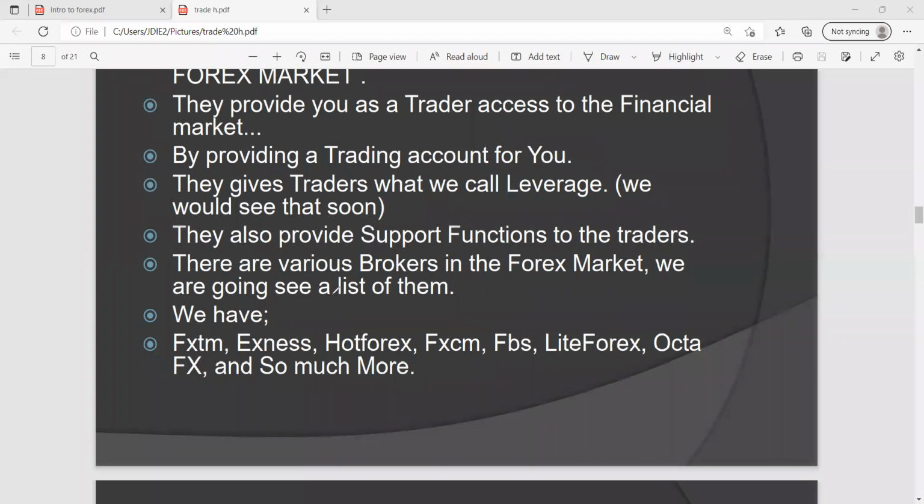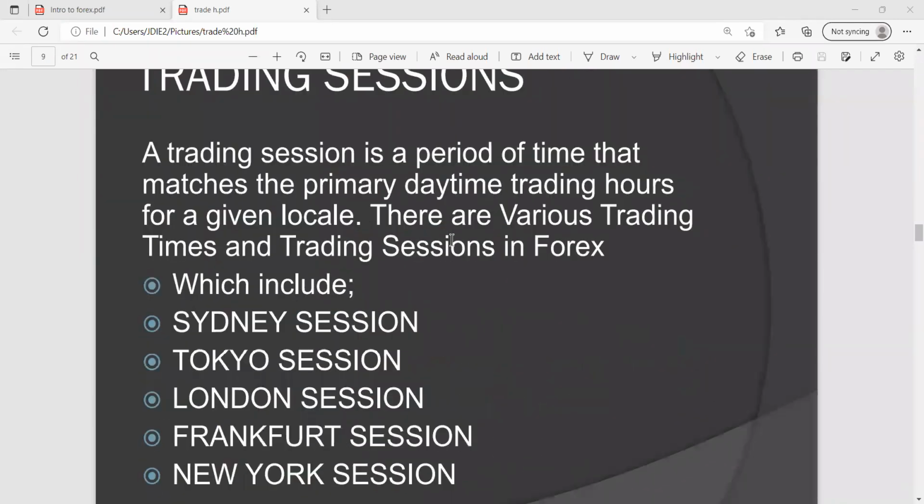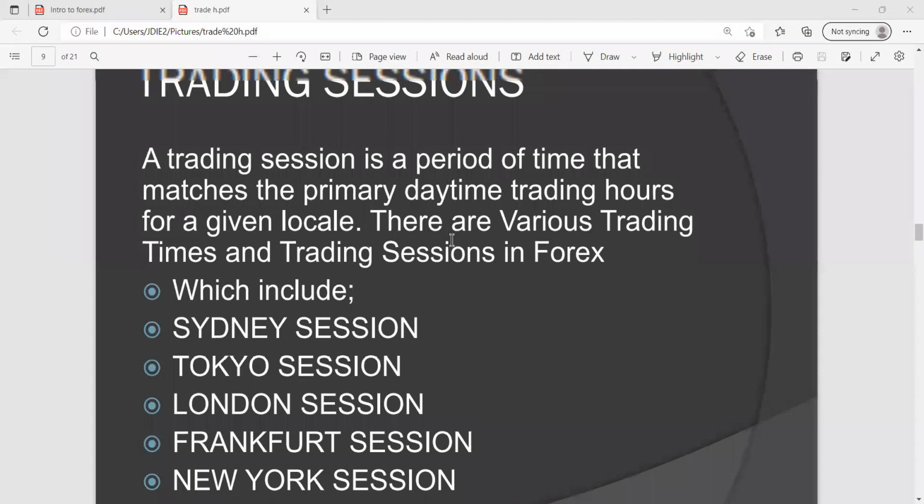There are a few brokers that you'll see online. If you have been searching for what is forex trading, you'll see names like FXTM, Hot Forex, FBS, Light Forex, Octa FX. I don't know if you've ever heard of them. And then Geldex International, which we'll be speaking about today.